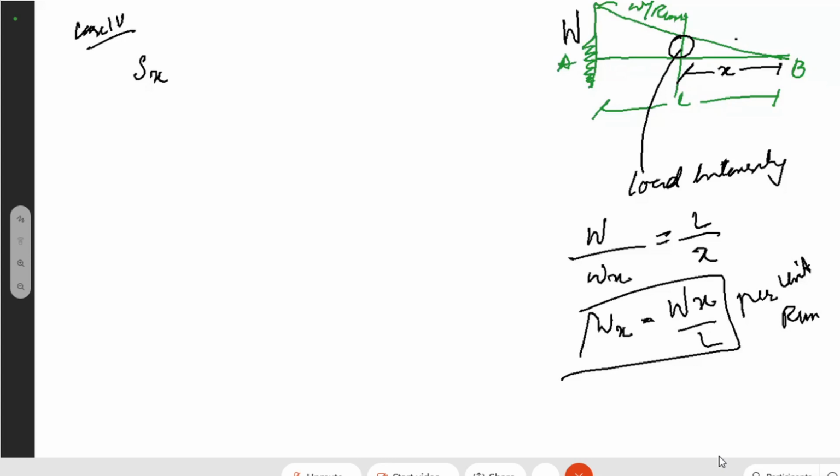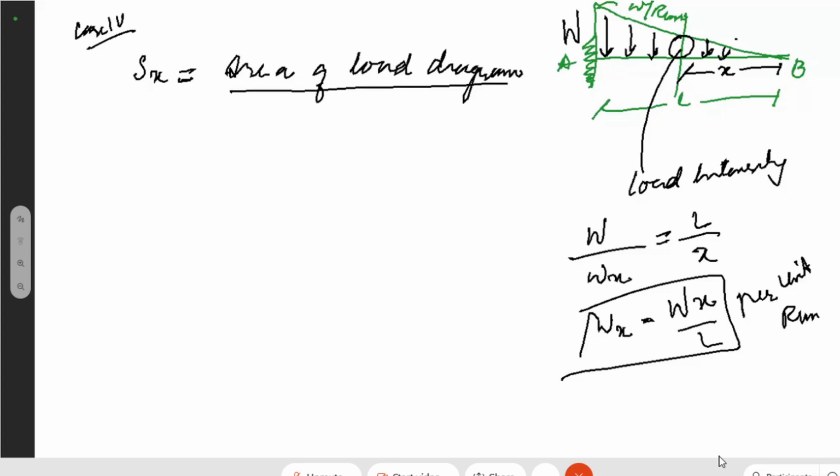Because now it is varying linearly, how will it vary? Can anybody tell me what will be the shear force? Shear force here will simply be the area of the load diagram. How do we calculate it? We calculate it as per the area of the load diagram. Whenever we have a uniformly varying load and we need to calculate its shear force, we see what is the area of the load diagram between those points. Here we have between the points B and X.